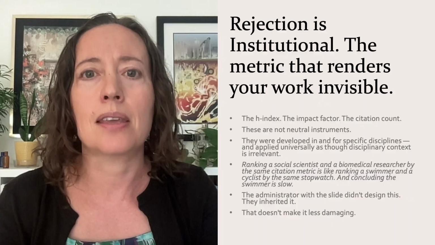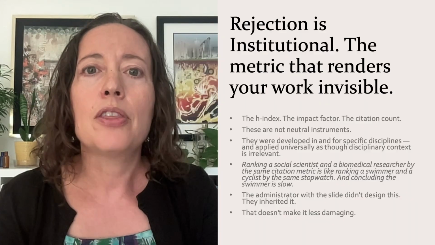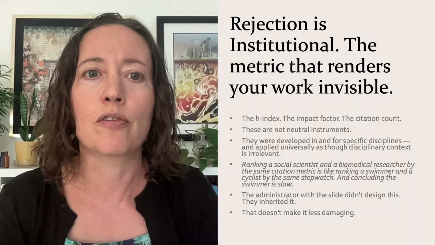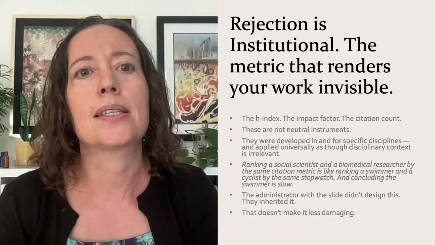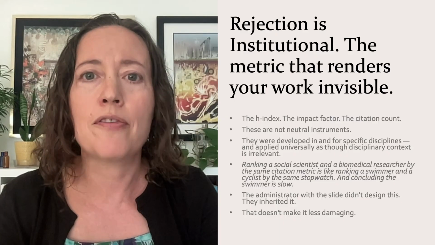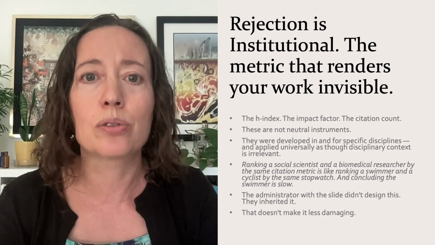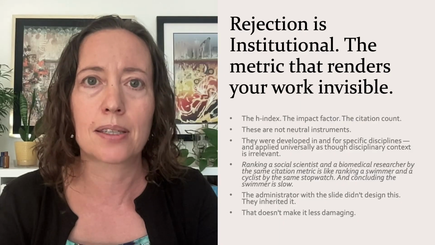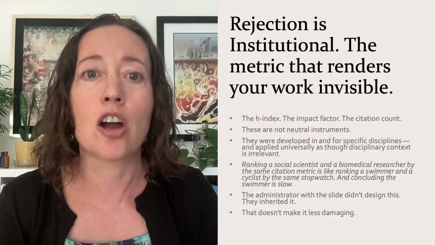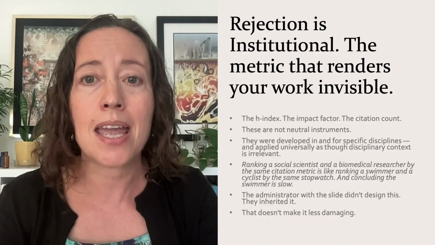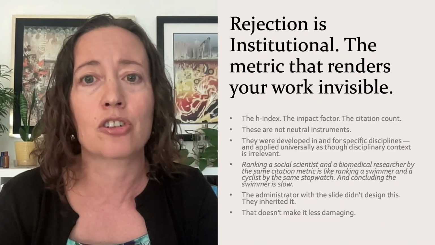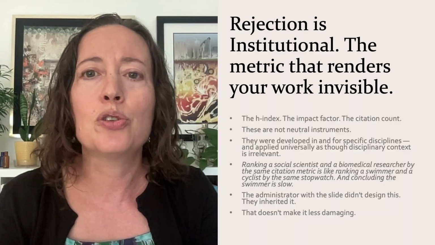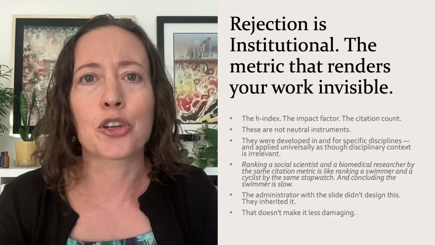The H index, the impact factor, the citation count, these are not neutral instruments. They were built in and for specific disciplines and applied universally as though disciplinary context doesn't exist. When a provost office ranks departments side by side using these tools, what looks like measurement is actually comparison across unequal categories. The department head with the slide is not your enemy. They're operating inside a system that handed them the wrong tools and told them to measure anyway. That doesn't make it less damaging. It just means the anger has no useful target, which is its own particular kind of exhausting.